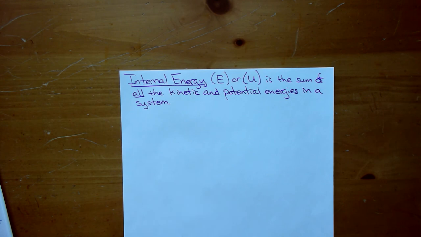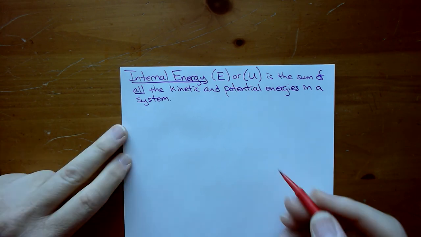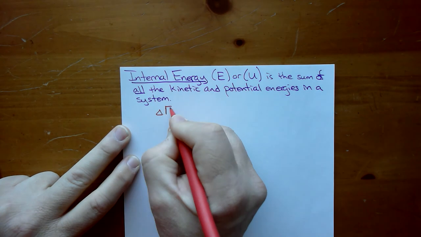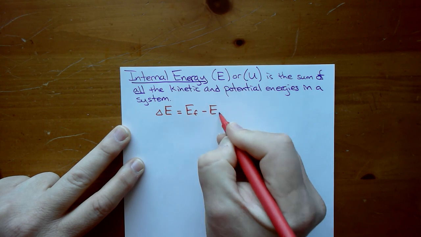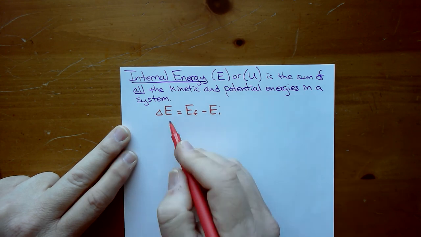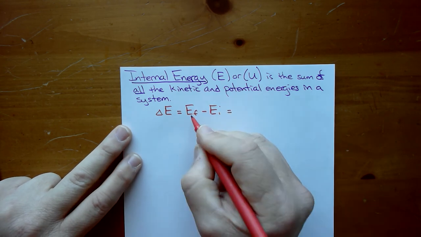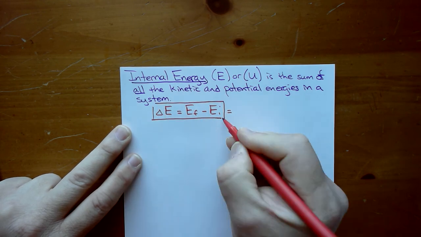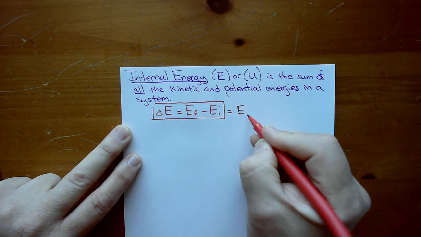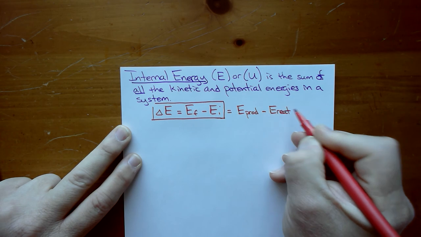So what we really look at is the change in energy of a system. So I'm going to write this. Really we want to look at delta E is equal to energy final minus energy initial. And we're really wanting to deal with this. And you can think of this also as, since this is the final energy, the energy of the products minus the energy of the reactants.